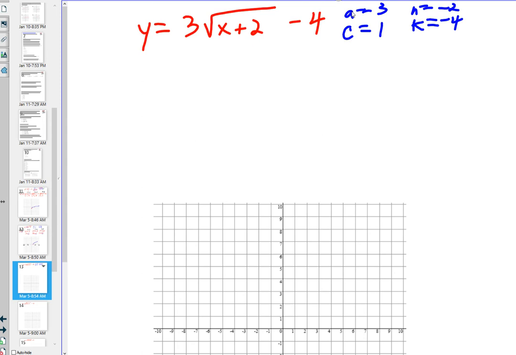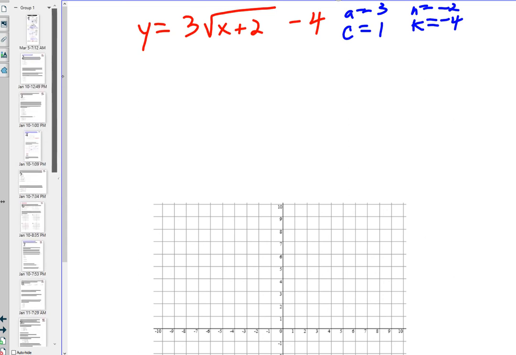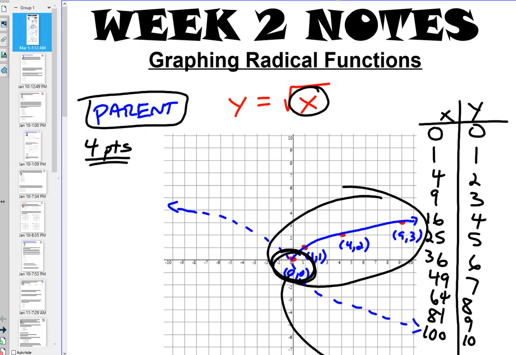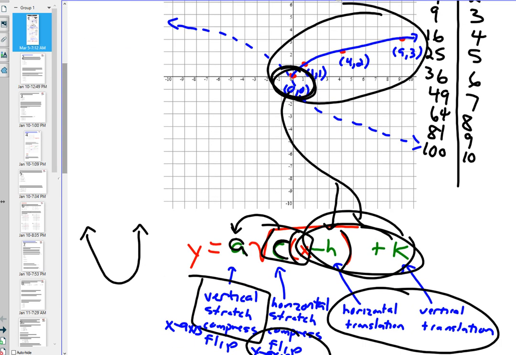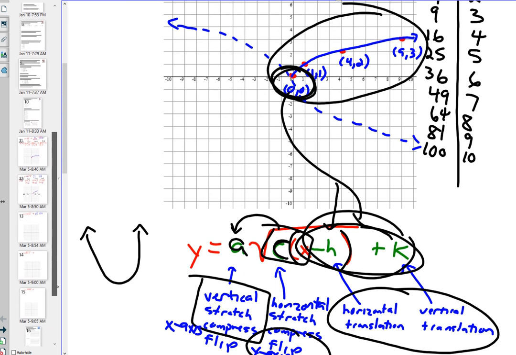How about H? What's H going to do? Horizontal translation in what direction? Left, since it's negative. Left, how far? 2. And then how about K? Vertical translation in what direction? Down. Down, how far? 4. But instead of me saying, start with this shape and then move it across the page, I find that to be more confusing, especially when it comes to the stretching and compressing. Sliding is easy, but the stretching and compressing can be confusing.